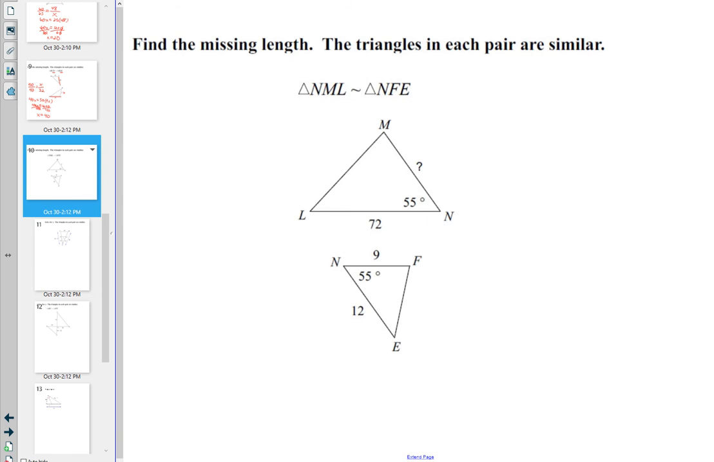Find the missing line. The triangles are similar. Okay. So let's see what corresponds. Luckily they give us a similarity statement. I'm looking for this measurement. So if I look at the 72, that's LN. L and N are the first and last, Kenny. What does that correspond to?